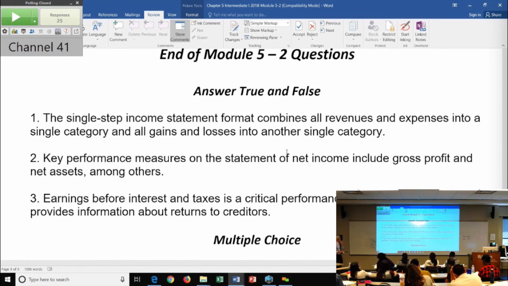The next one says key performance measures on the statement of income include gross profit, net assets, and others. This is a trick question. Of course it's false, because where are net assets? What statement? Assets minus liabilities, balance sheet.